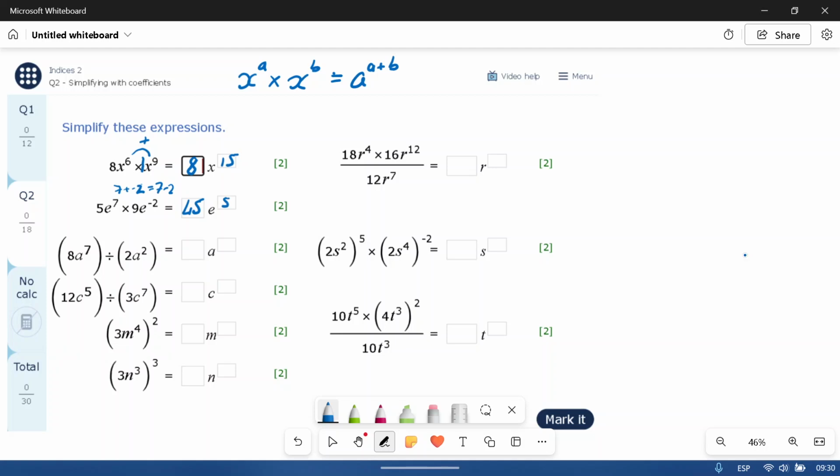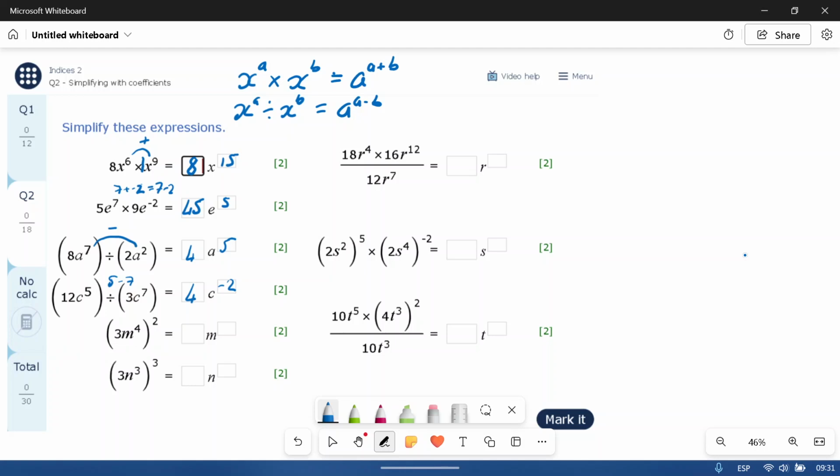5. This is the same, just with the division. So 8 divided by 2 is 4. And then the second rule of indices, if we are dividing, we need to subtract the indices. So this will be 7 minus 2 is 5. Same here, 12 divided by 3 is 4. And then 5 minus 7 gives us a negative 2. Don't forget the minus.